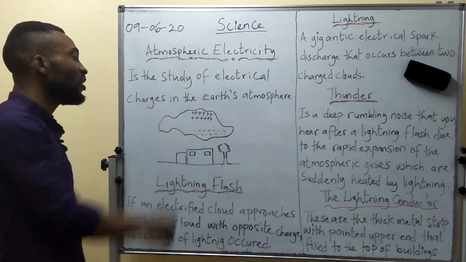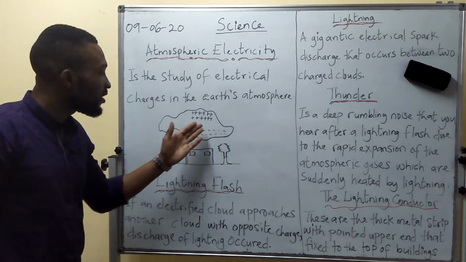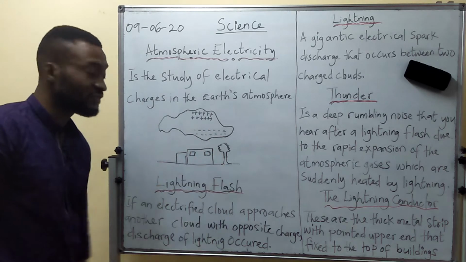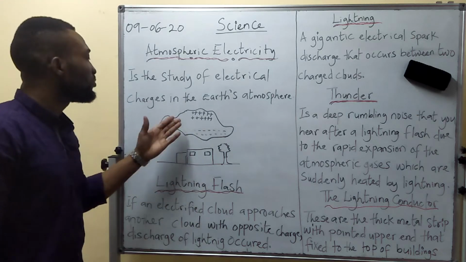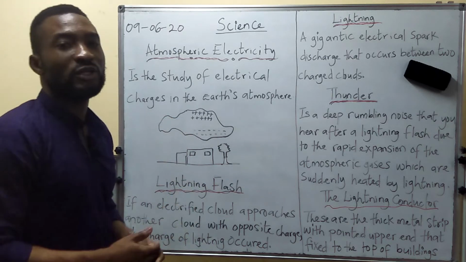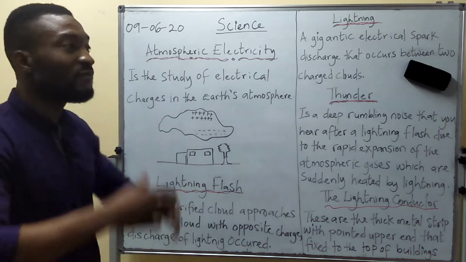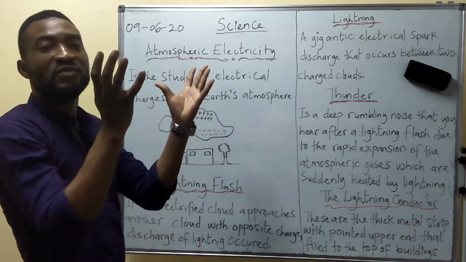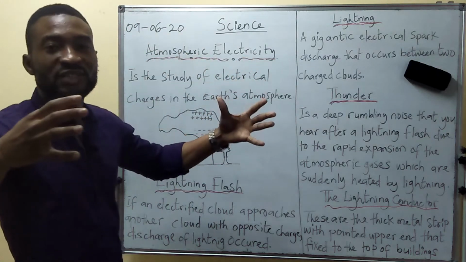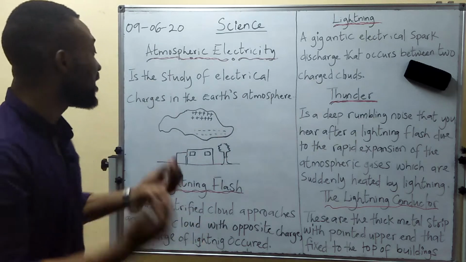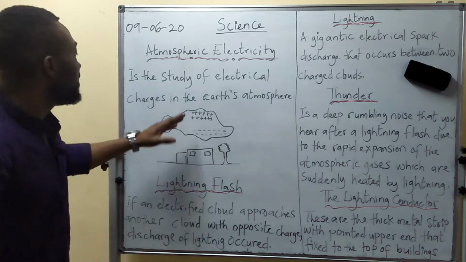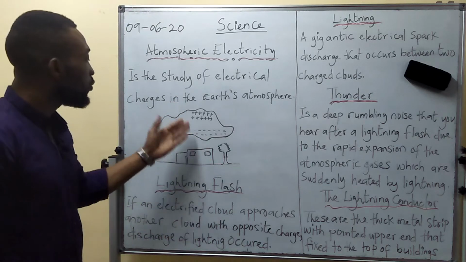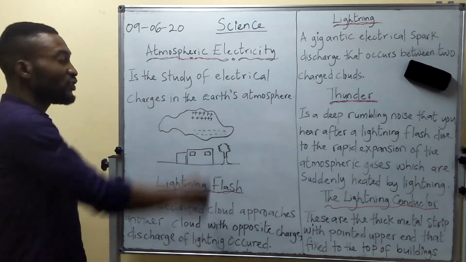If you can see from the diagram here, this diagram represents cloud and this represents our building, trees. Now, this atmospheric electricity normally occurs during rainy season. When rain is falling, you will see the cloud will change phase, as if the cloud is moving towards one another. At the upper part of the cloud we have positive charges, and at the lower part of the cloud, we have negative charges.